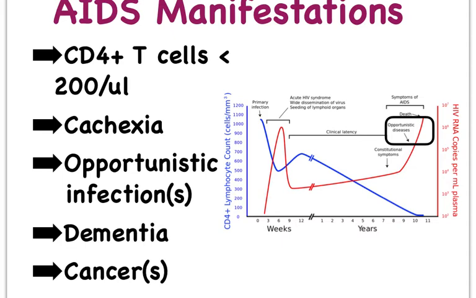So when we get to the diagnosis of AIDS, where the number of T cells is below 200, we see 4 very characteristic manifestations. There's many more, but these are some of the very identifying characteristics for AIDS. And those are cachexia, certain opportunistic infections, dementia, and then also certain cancers. So let's take a look at these.